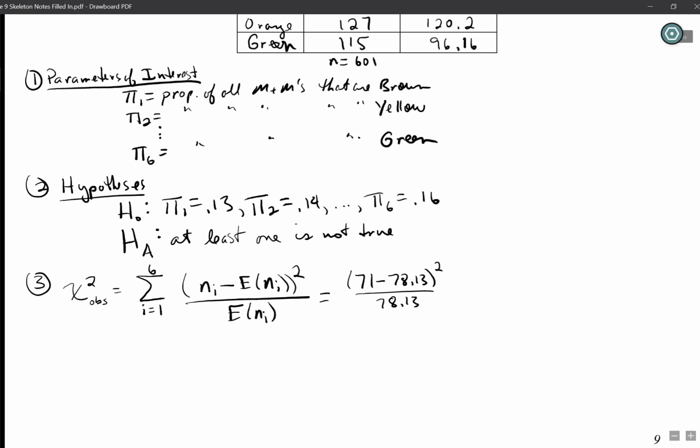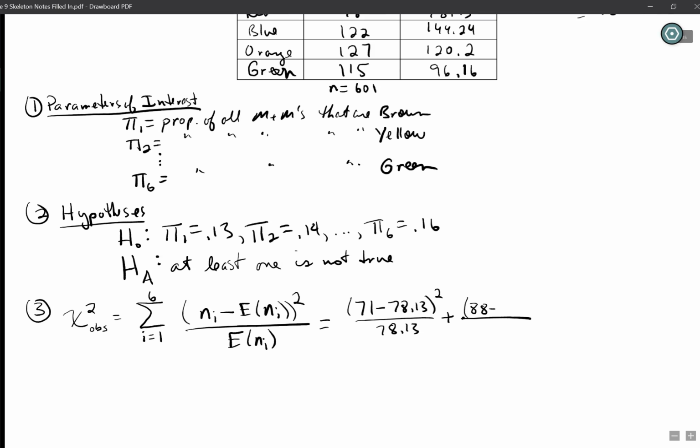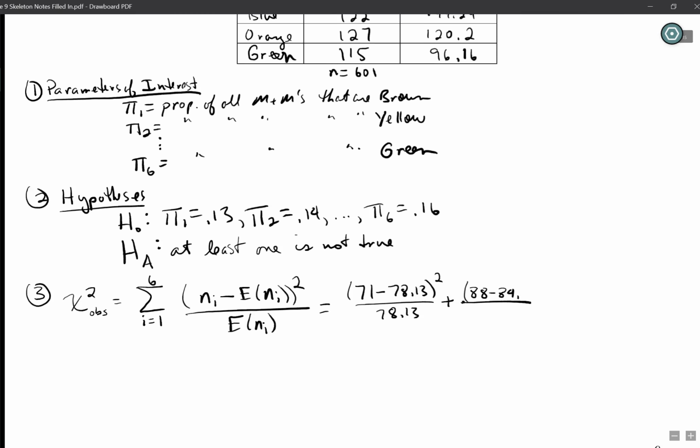Then I go to the next category, which would be the yellow. Yellow here I've got 88, so I'm going to have 88 minus the expected count of 84.14, square that, divide by 84.14, plus dot dot dot. The last cell count was 115 minus 96.16, squared, and then over 96.16.